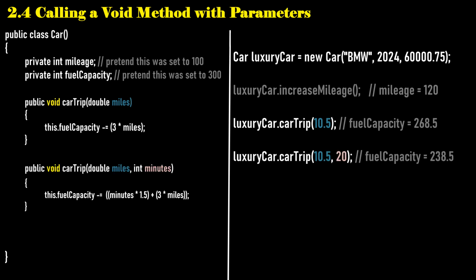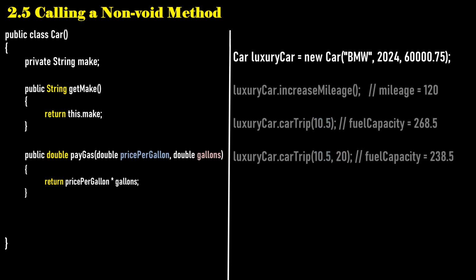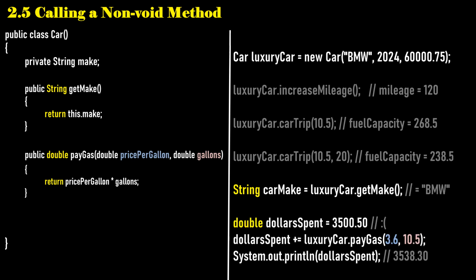Just like constructors, methods can be overloaded when there are multiple methods with the same name, but with different method signatures. Non-void methods are called the same way as void methods, but the difference is that they have a return value that has the same type as the method signature. In order to use a return value, it has to be stored in a variable with the correct type or used in an expression that utilizes the type correctly.